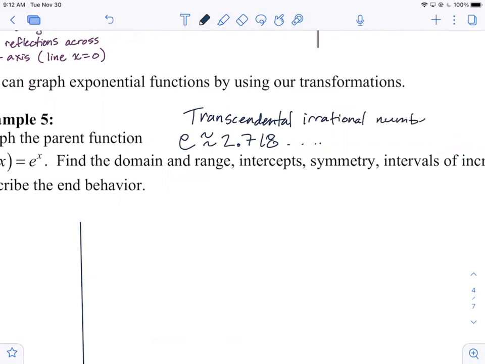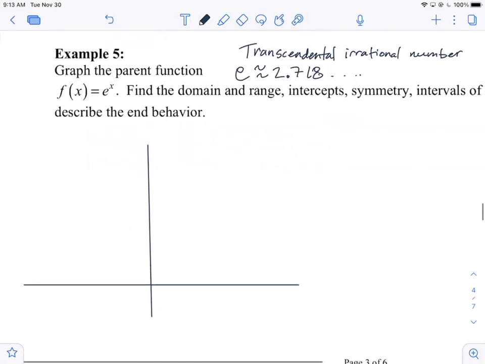Okay, so what does the transcendental part mean? It just means that it's not going to be a solution to an algebraic equation, like the square root of 2, the square root of 5, the square root of 3. All of those are also irrational numbers, but those are algebraic irrational numbers. Numbers like e, pi, phi, the golden ratio, those are all transcendental. Okay, but because it's greater than 1, it's going to be growth.